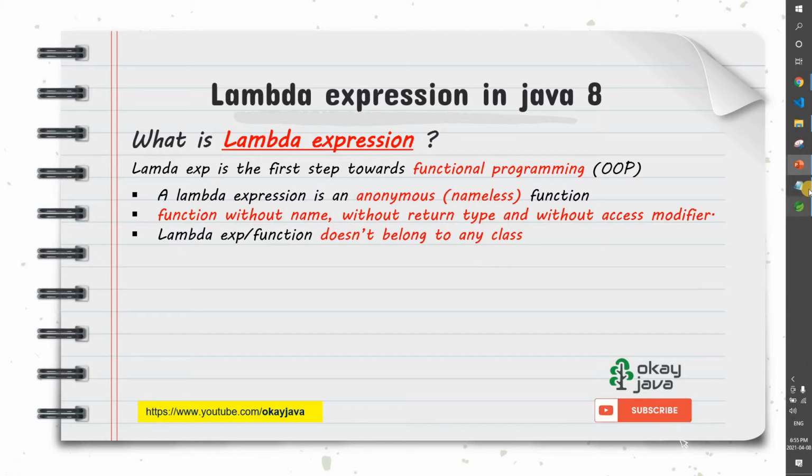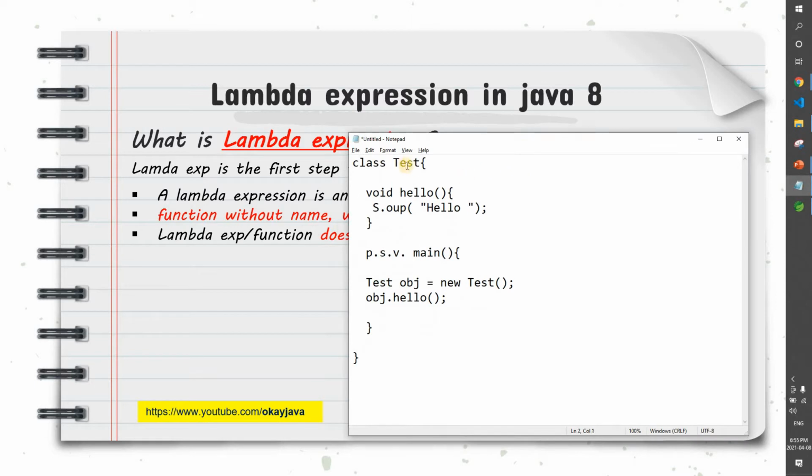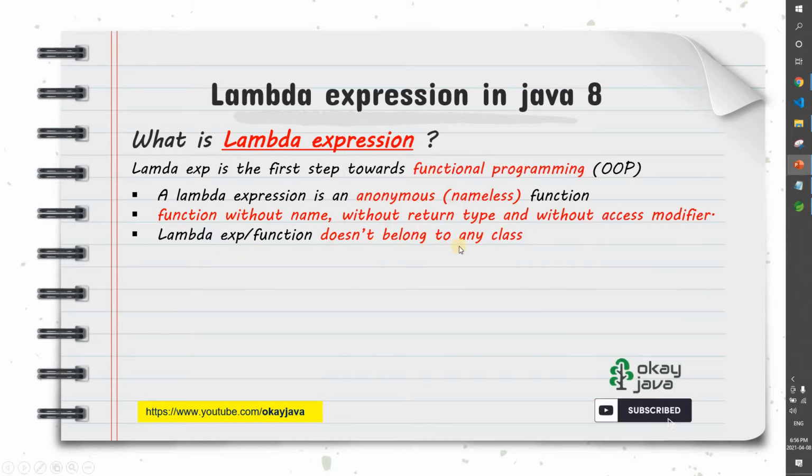What does it mean? Let's have a look at this particular example. I have a class here, Test, and there is one function called hello, which returns void. Here is my main method. I'm creating the object of the Test class and calling the hello function. It means that this hello method belongs to the Test class. That's why I'm able to access the method by using the object of the Test class like this. But this is not the case with the lambda expression. Lambda expression does not belong to any class.